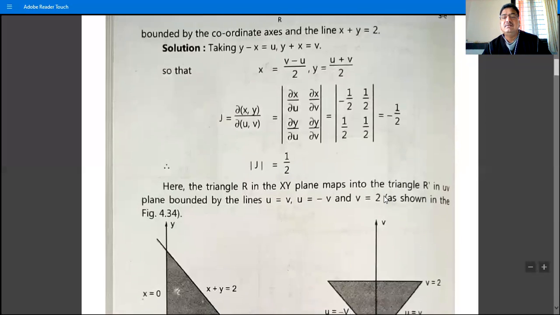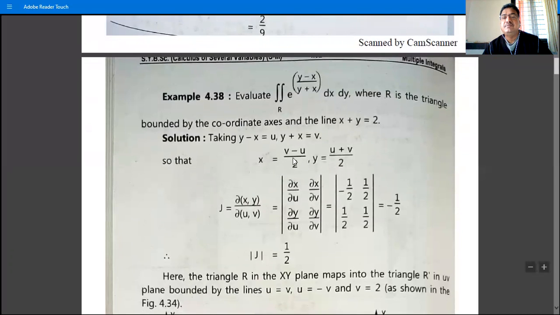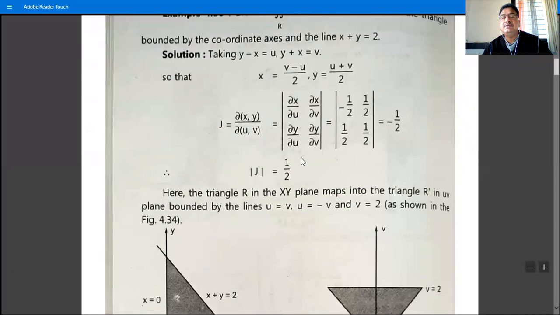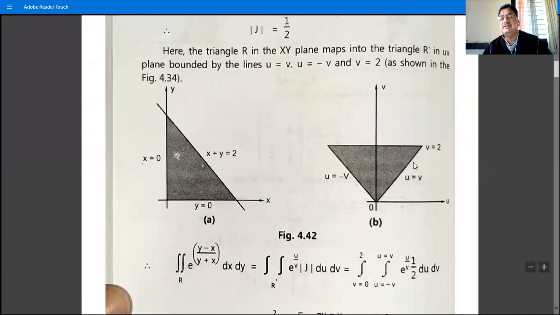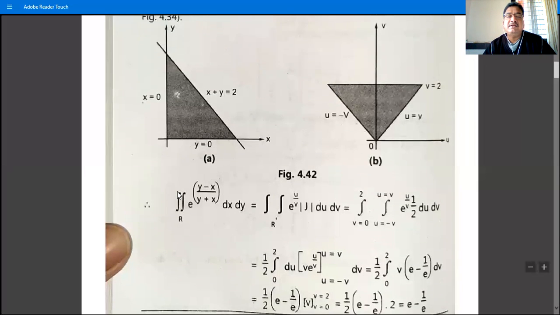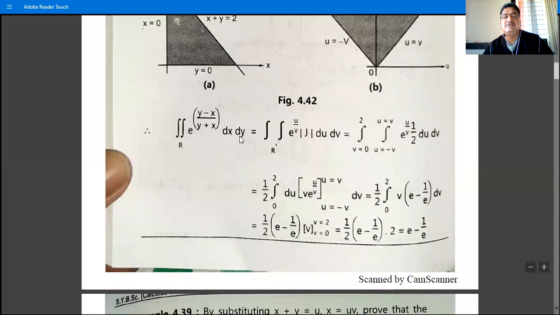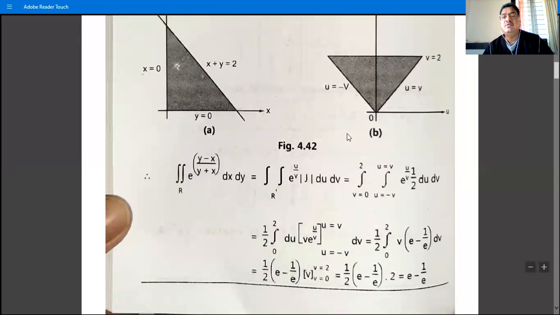And then the third line, x is equal to 0, is converted to v minus u is equal to 0, which means u is equal to v, like x is equal to y. So this figure is converted to this figure, and now the double integration over R of the given integral e raised to (y minus x) divided by (y plus x) dx dy is equal to the double integration over R dash. Suppose this region is R dash, of e raised to u by v, because y minus x is u, y plus x is v, mod J du dv, because dx dy is replaced by mod J du dv, and mod J is 1/2 du dv.